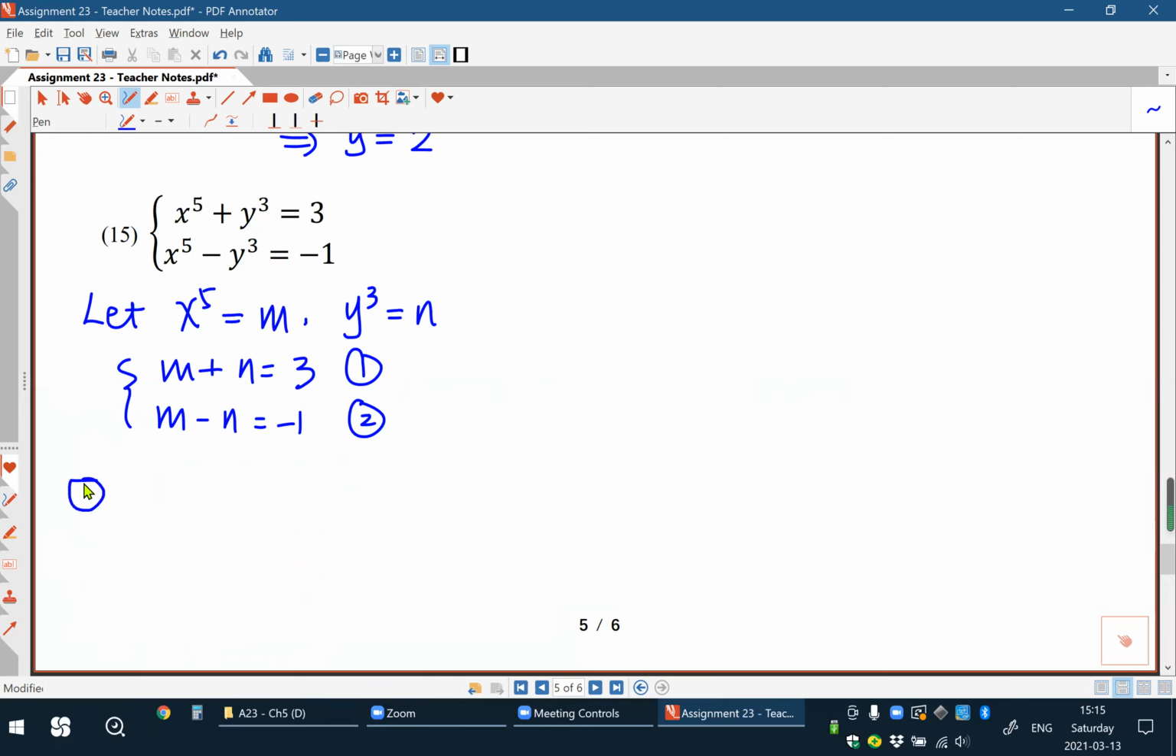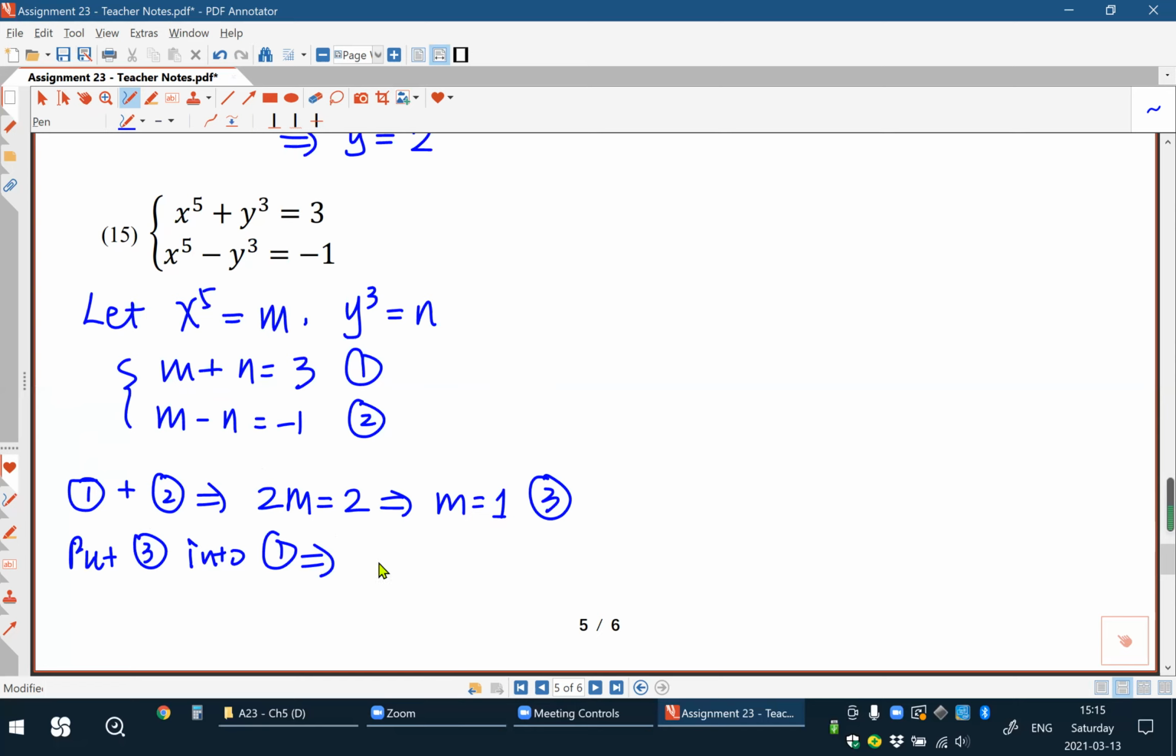So we can use equation 1 plus equation 2. This will give you 2m equals 2. That means m is 1, right? Okay, so let's call this 3. Then we can put 3 into 1, right? That means 1 plus n is 3, and we can solve that n is actually 2. Okay, so now we know m and n, and because x to the 5th is m, which is 1, right? So that means x is 1.